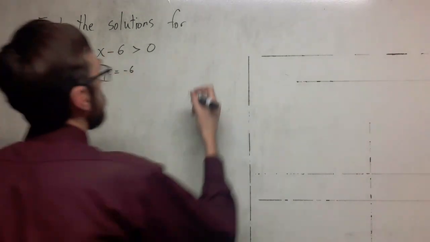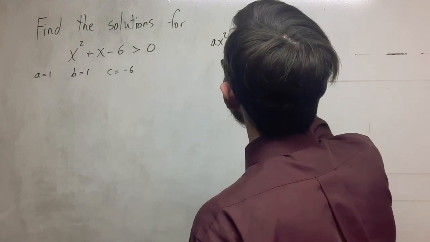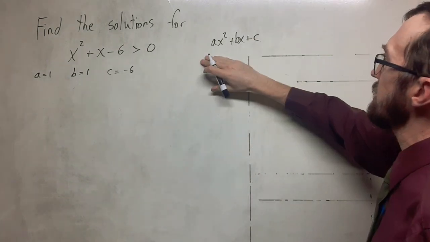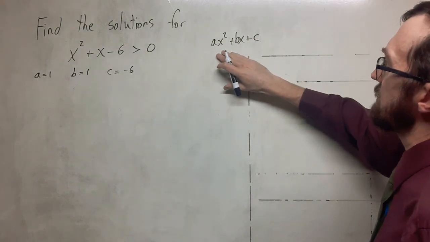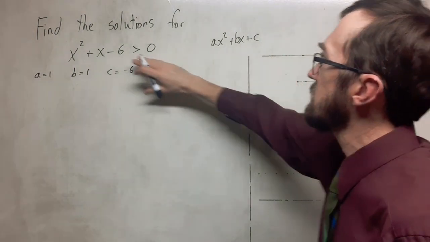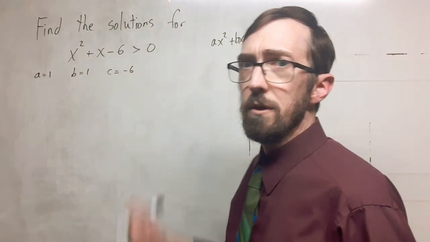Make sure that you have the negative connected to the 6. When we look at our standard form for a quadratic, it's with positive in here. So a times x squared, b times x, and then c, all with positive. So the negative does go with this. We're going to plug this in now.